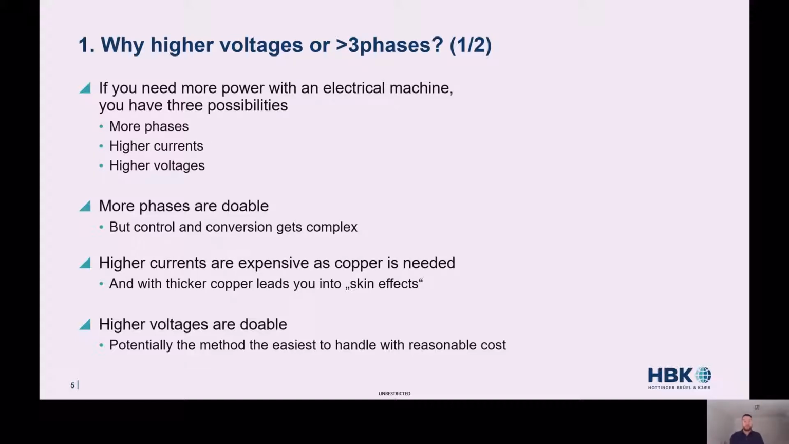So the requirement on electrical powered systems is growing continuously. In order to generate more power out of an electrical machine, you can either increase the number of phases, increase the currents, or increase the voltage. Using more than 3 phases is doable, but it requires a more complex supply and control system. Higher currents are expensive as more copper is needed to carry the higher current. A side effect of the thicker leads is an increasing skin effect, so ideally this is avoided. Higher voltages are doable as well, and is potentially the most efficient way to achieve a higher power density.